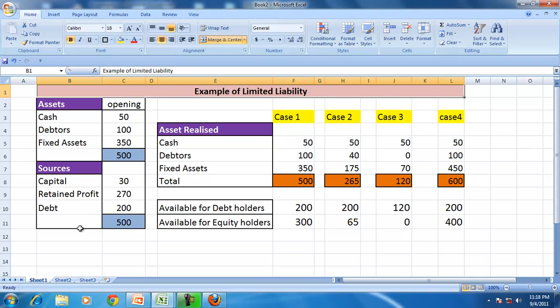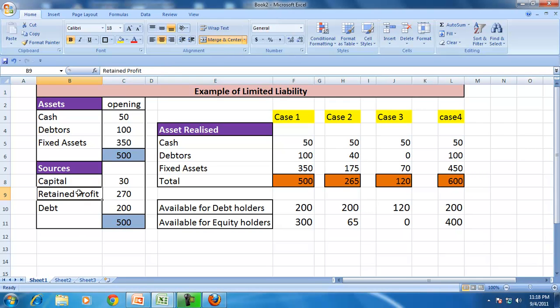The liability of the shareholder is limited, means limited to the extent of the money contributed or equity. The debt holder cannot sue the shareholders for the personal property if the amount realized by the debt holder is less than the amount that they have paid.